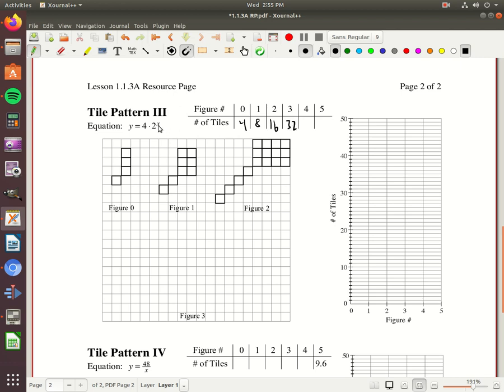If I plug 3 in, 2 to the third power, 2 times 2 is 4, times 2 is 8, 8 times 4 is 32. Don't forget order of operations says we have to do the exponents before we multiply. So this would be 2 to the fourth power, which is 16, times 4, which is 64. And this would be 2 to the fifth power, which is 32, times 4, which would be 128. So this is what my table is going to look like. Now I need to figure out my graph.